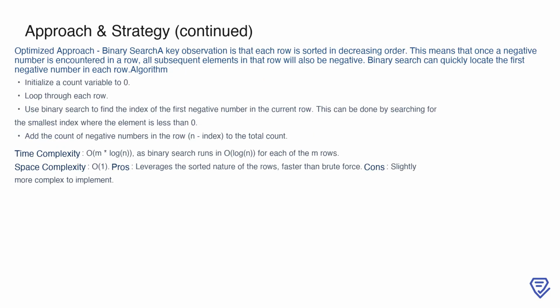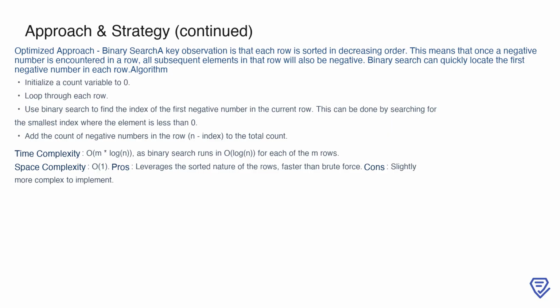A more efficient alternative is the binary search approach, which leverages the fact that each row in the matrix is sorted in decreasing order. The key observation here is that once we encounter a negative number in a row, all subsequent elements in that row will also be negative. Using binary search, we can quickly find the first negative number's index in each row.